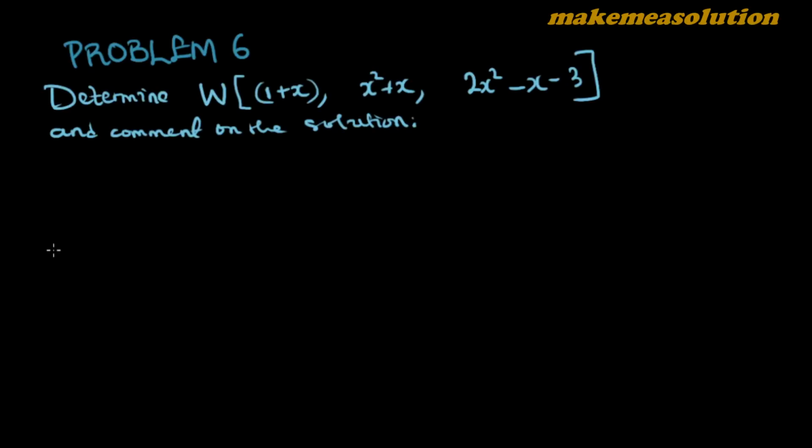Okay guys, welcome to problem 6. We have to determine the Wronskian of 1 plus x, x squared plus x, and 2x squared minus x minus 3, and we have to comment on the solution. So let's begin.